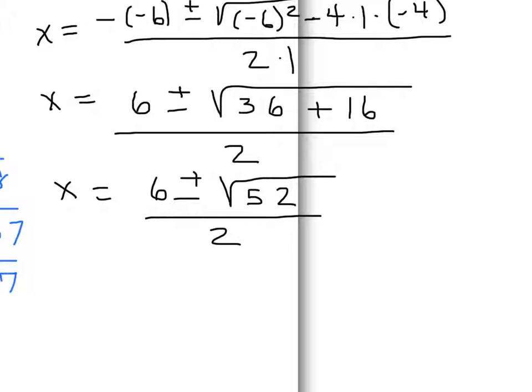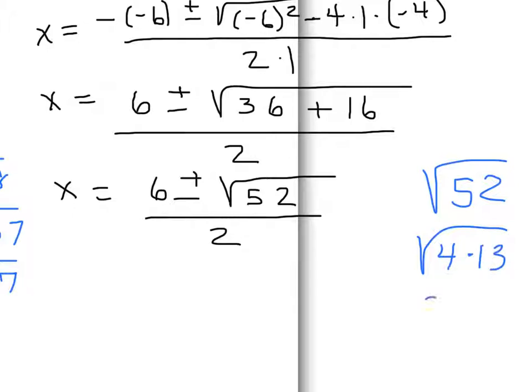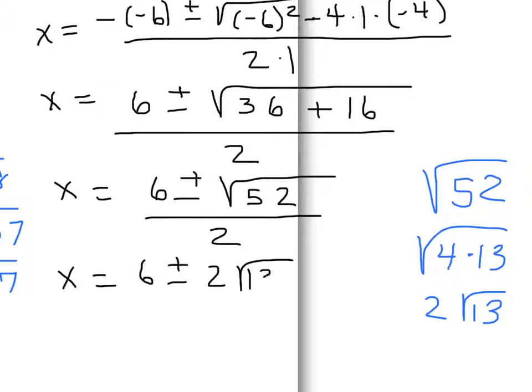52 is evenly divisible by 4. So let's come over to the side and see if we can simplify the square root of 52. That's the square root of 4 times 13. So that's 2 radical 13. So we want to change this. We have x equals 6 plus or minus 2 radical 13 all over 2.